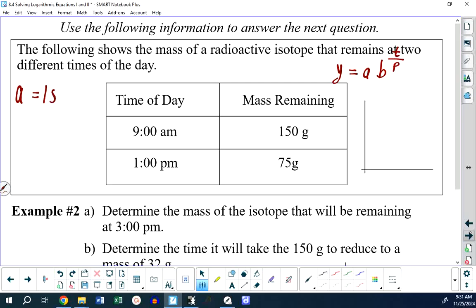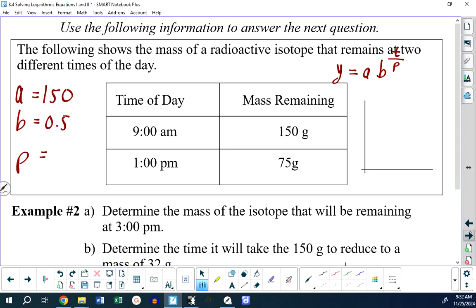A is equal to 150 grams, B is 0.5, and P is the length of time it takes to get cut in half. And the first time I saw this question, I thought, ooh, that's pretty dirty, because I thought you had to do all this algebra to find a half-life and then answer the question. But you don't. The half-life is 4 hours, because it goes from 150 to 75.